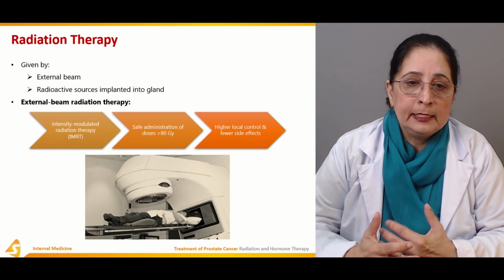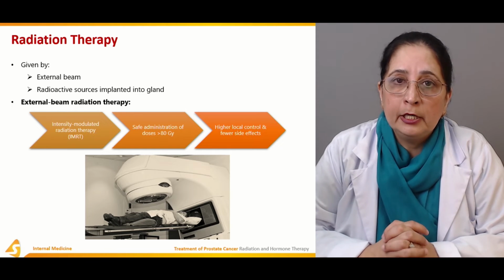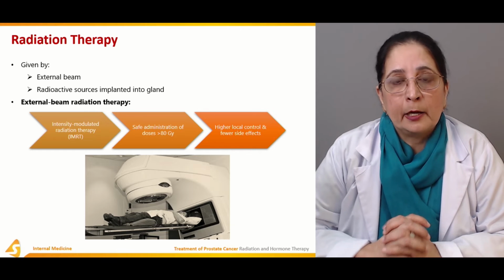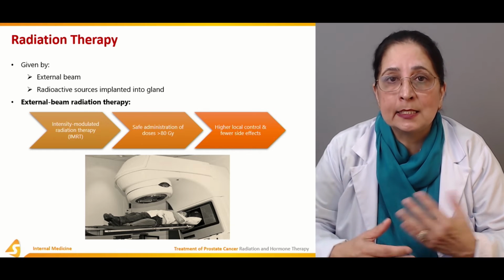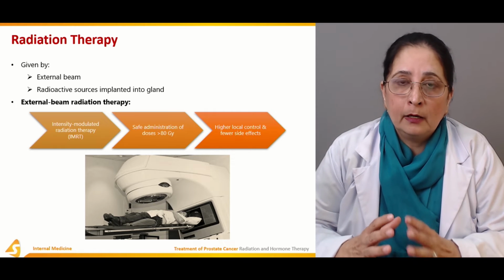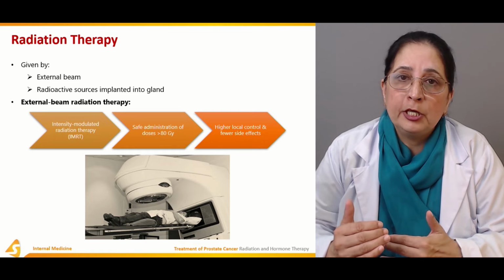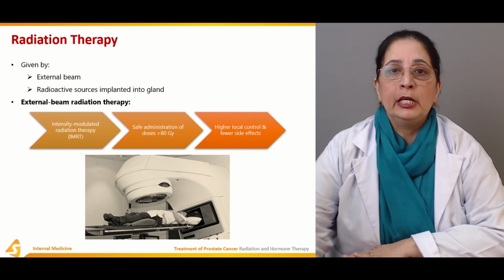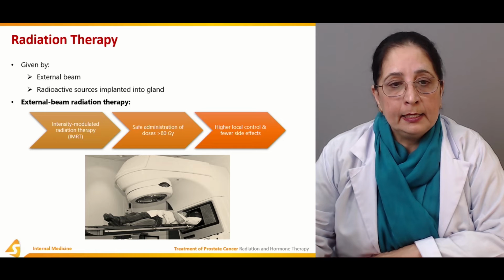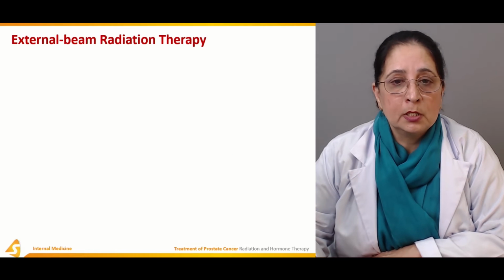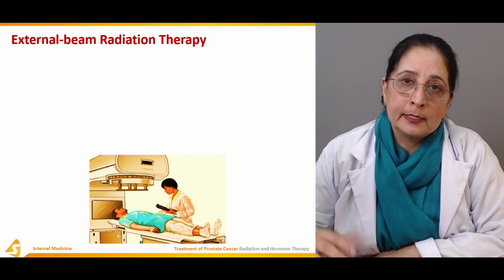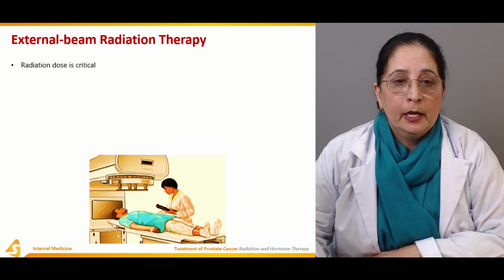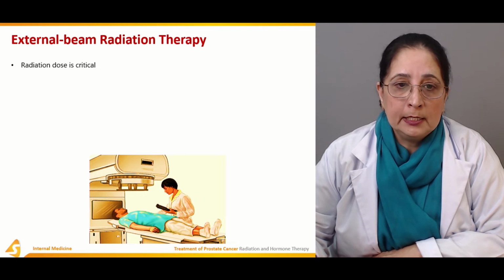And then intensity modulated radiotherapy is this external beam radiation therapy. We can control the intensity of radiation that is given for the treatment. So that's the external beam radiation therapy. And then the other is when the source can be implanted into the gland. So with external beam radiation therapy, radiation dose is critical.